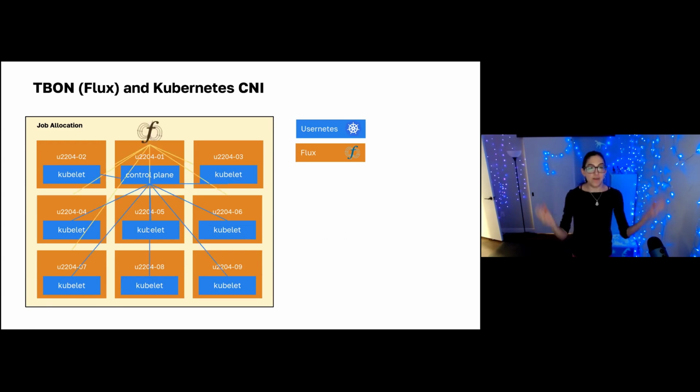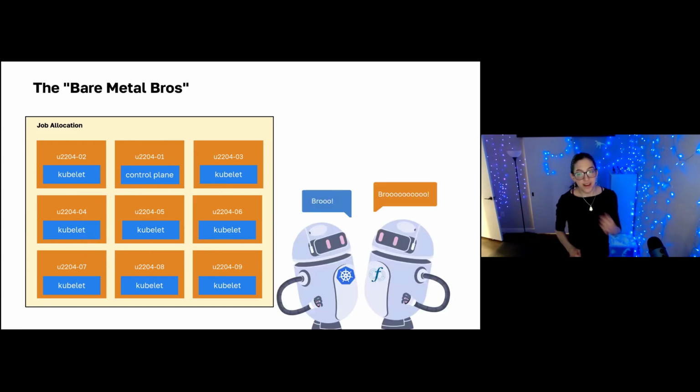And then this kind of a view that both Flux and Kubernetes have a view of the cluster from a networking perspective. Bro, high five, high five. So this project, as I said, is called the Bare Metal Bros because we believe Kubernetes and Flux really are kind of like friends like that. They're going to work very well together.